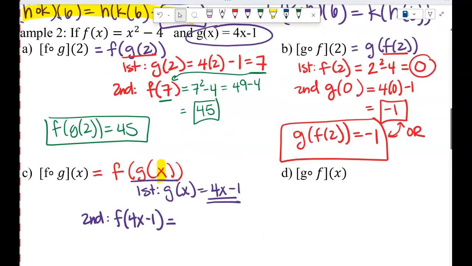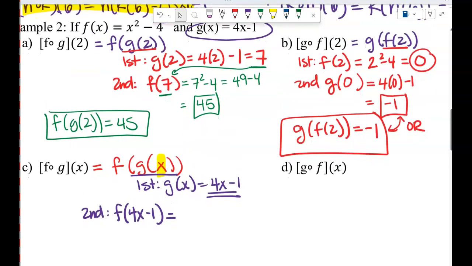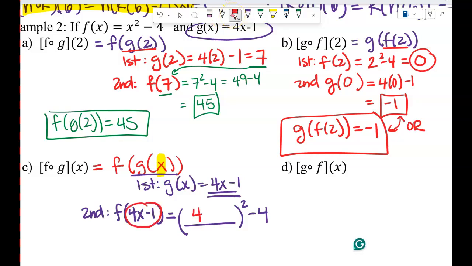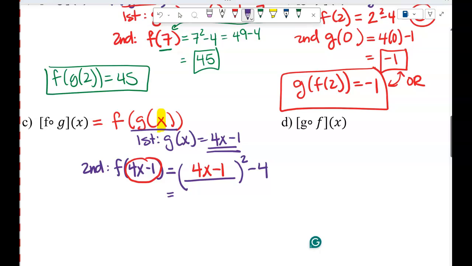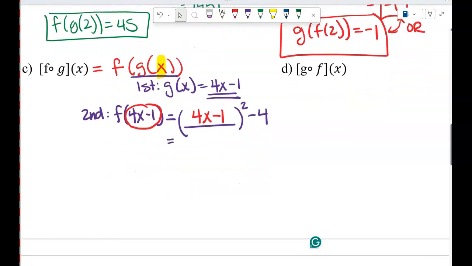Well, your f function is x squared minus 4. So that means every time we see an x, we plug in 4x minus 1. But this x is being squared, okay? So that means we see an x, 4x minus 1, and we need to square it. Now, to make sure we FOIL this out properly, we should really write this out twice. So 4x minus 1 times 4x minus 1, and then drop the 4 down.